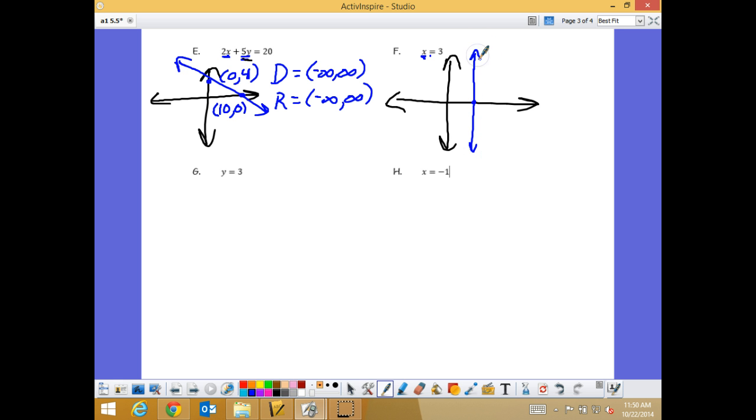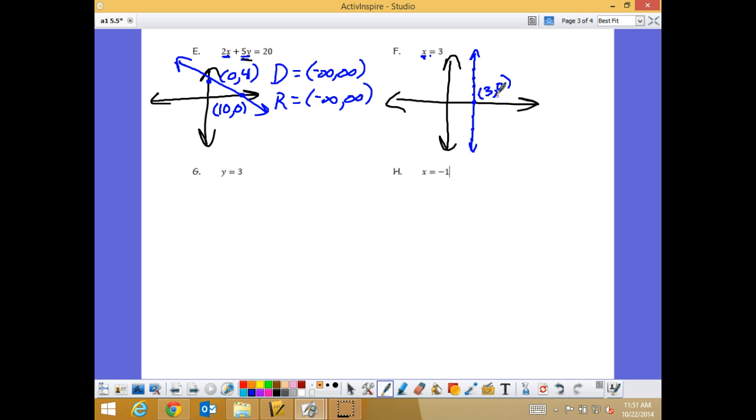Now, if you think about this just for a minute, if you pick any point on this line, it doesn't matter where it is, anywhere on this line, the x-coordinate is always 3. And that's where the equation x equals 3 comes from. You still need to label that x-intercept.